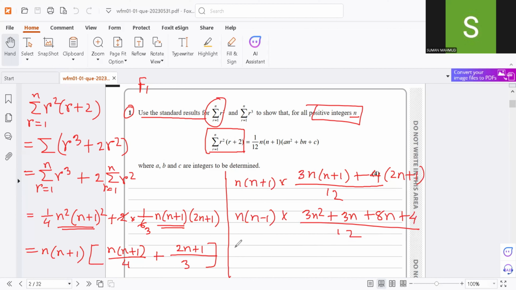So now we can write it. So 1 by 12 into n plus 1, and the numerator part is 3n squared, and 3 plus 8, 11n plus 4. Now the right side is true, that a equals 3 and b equals 11 and c equals 4. Sure.